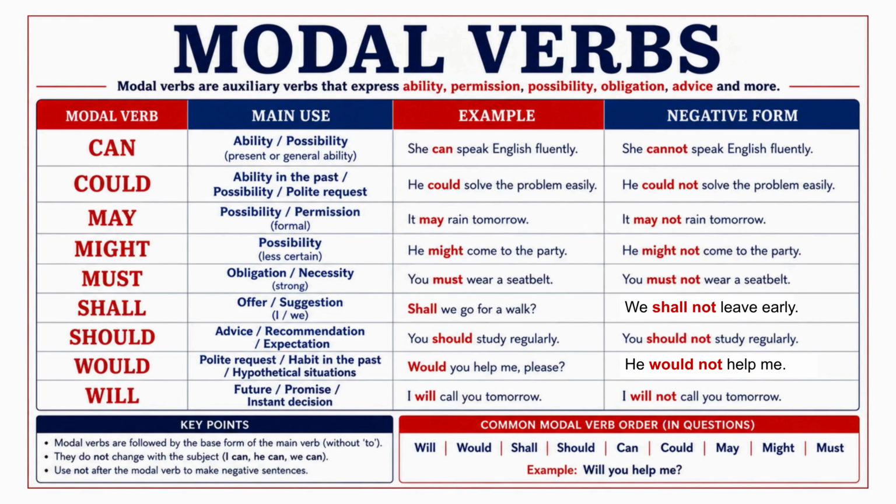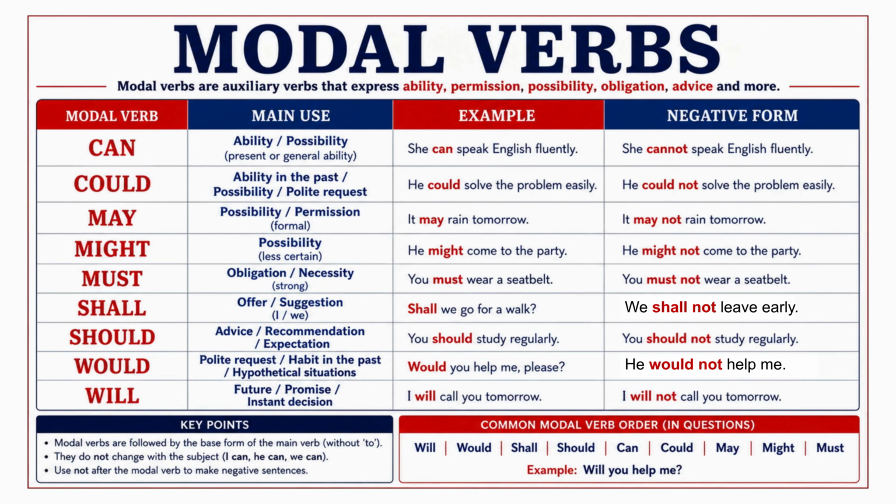Can is used for ability and possibility in the present or in general. For example, she can speak English fluently. I can swim very well. Birds can fly. We can help you. He can drive a car. They can play football. You can learn English. She can cook pasta. I can hear music. We can finish today. The negative form is cannot or can't.